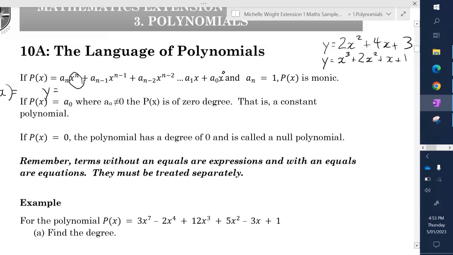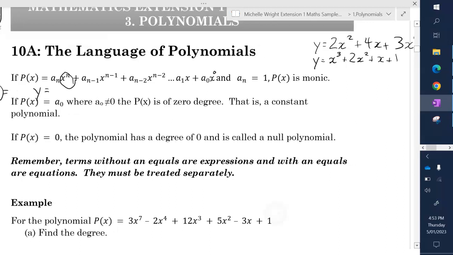When there's a number 1 or no other number out the front, it's a monic. When it's got another number other than a 1, we call it a non-monic. Monic just means 1. Okay, have a look at the second line here. When p of x is equal to a with a little 0, so that's our last term there. Okay, and when that doesn't equal 0, that last term, our polynomial is of 0 degree.